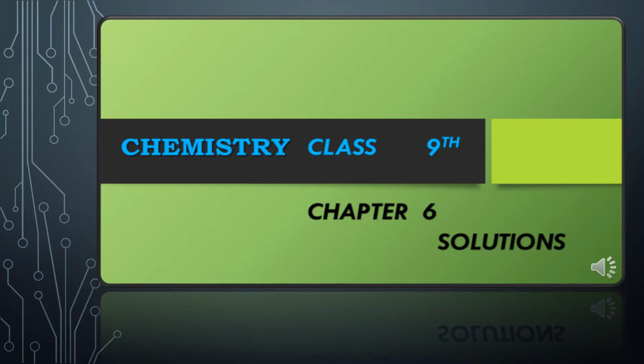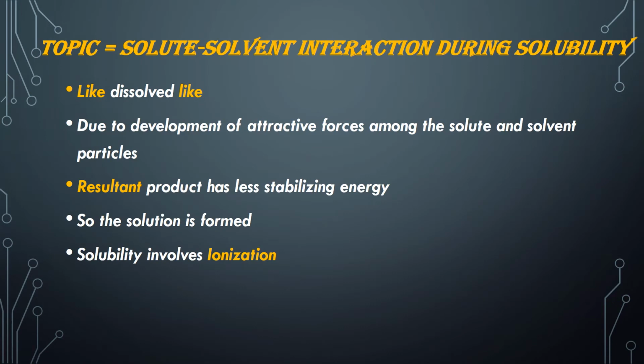Here we are in chemistry class 9th, the same chapter, chapter 6, Solutions. Just two topics of this chapter are remaining. Today you can open your page number 118. In the last paragraph you can see the topic 6.6.1, solute-solvent interaction during solubility. The topic is actually solute-solvent interaction during solubility.